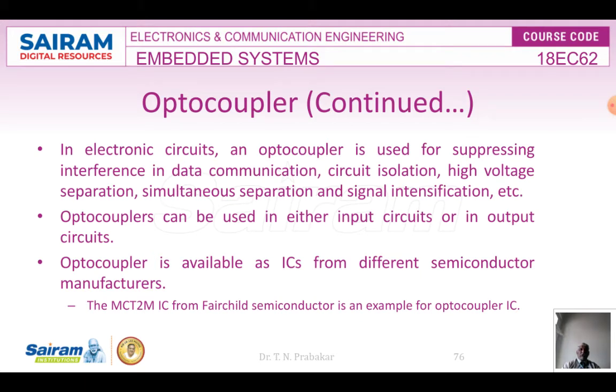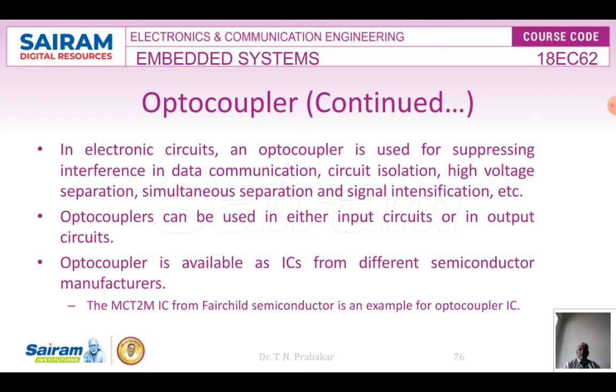There will not be any physical wire, so there is a break in between. For high voltage separation, one end will be the high voltage end and the other end will be the low voltage end, so I have to separate them using this optocoupler. It can be used in the input circuit as well as the output circuit. Wherever I need protection, I have to protect through optocouplers.